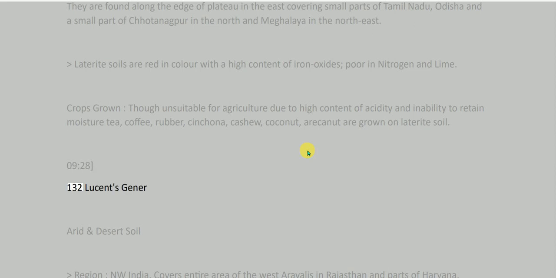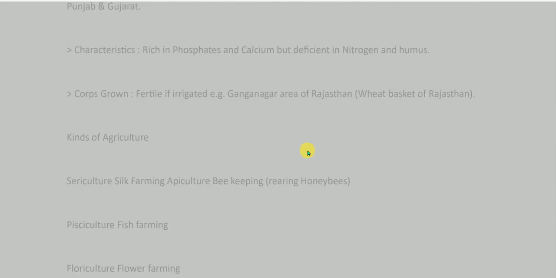Arid and desert soil. Region: NW India. Covers the entire area of the West Aravallis in Rajasthan and parts of Haryana, Punjab and Gujarat. Characteristics: rich in phosphates and calcium but deficient in nitrogen and humus. Crops grown: fertile if irrigated, e.g. Ganganagar area of Rajasthan, the wheat basket of Rajasthan.